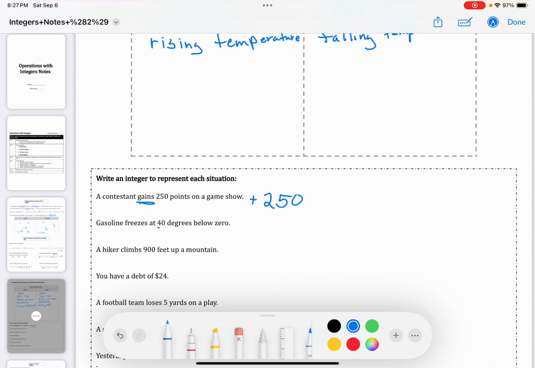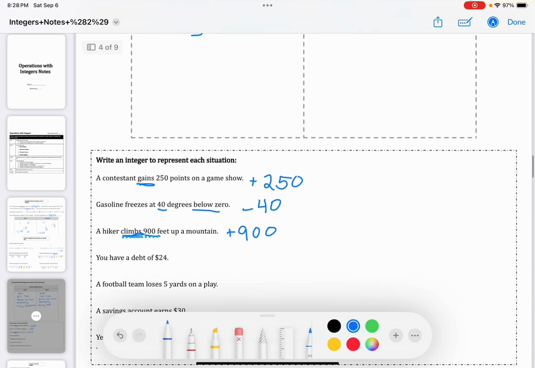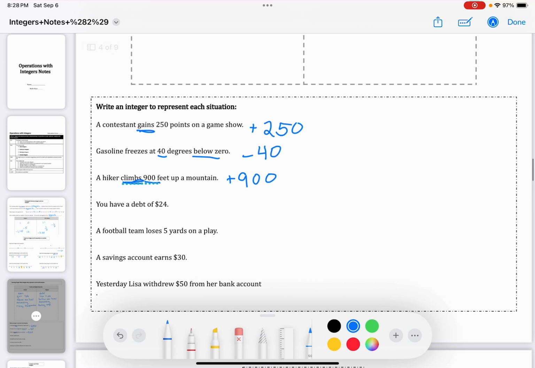Gasoline freezes at 40 degrees below zero. So that would be a negative 40. A hiker climbs, that's going up 900 feet. So that would be 900 or plus 900. You have a debt of $24. That means you owe money, so you're in the negatives. A football team losing 5 yards on a play would be minus 5.